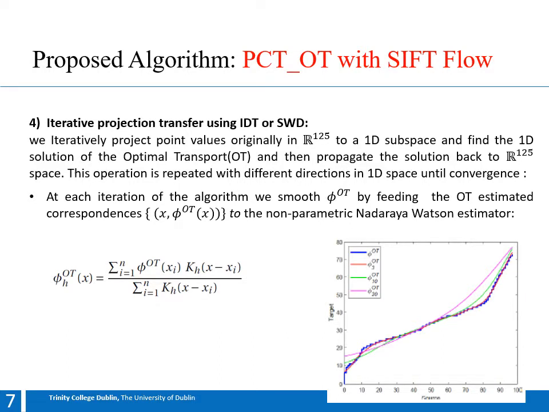Step 4 is the iterative projection transfer using IDT or Sliced Wasserstein. We iteratively project point values originally in the high-dimensional space to a 1D subspace, find the 1D solution of the optimal transport, and then propagate the solution back to the original space. This operation is repeated with different directions in 1D space until convergence. At each iteration of this algorithm, we propose to smooth the estimated optimal transport solution by feeding the estimated optimal transport correspondences to the non-parametric Nadaraya-Watson estimator to compute a smooth optimal transport.